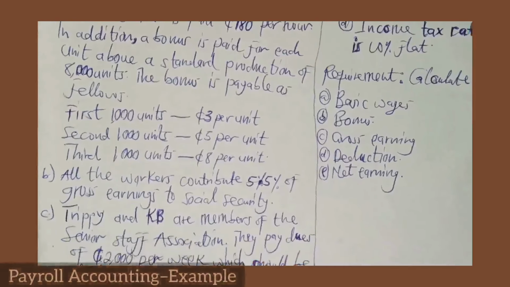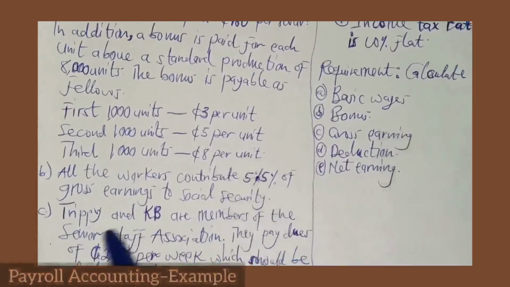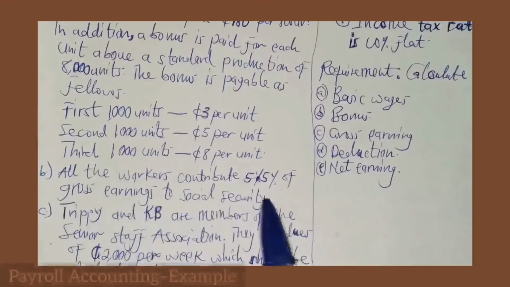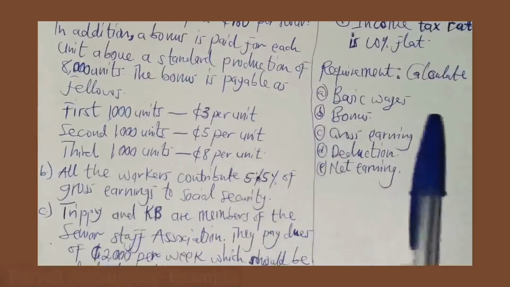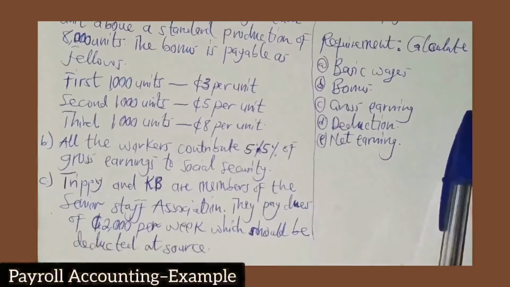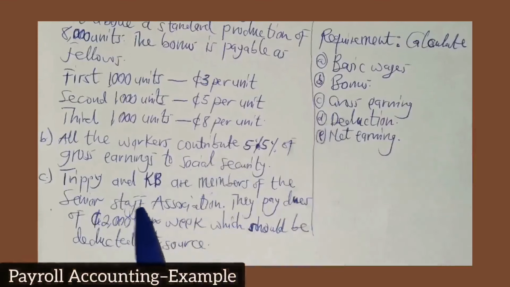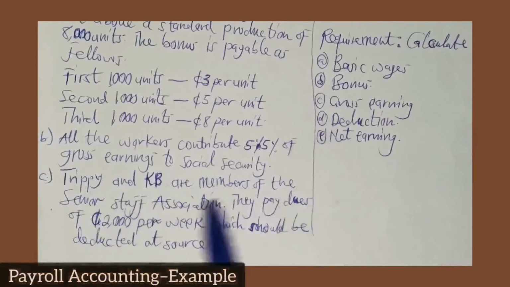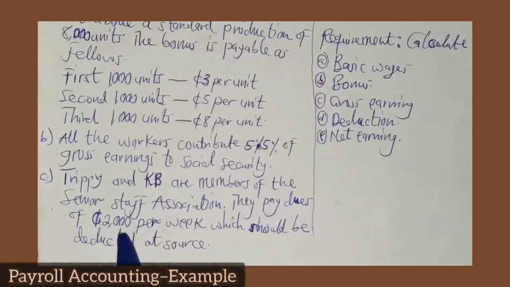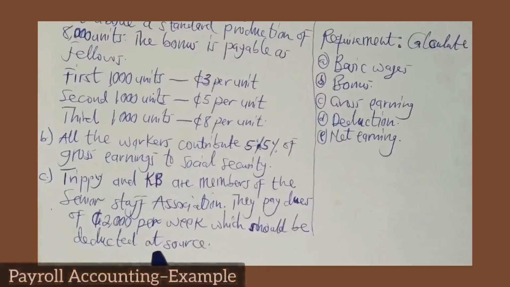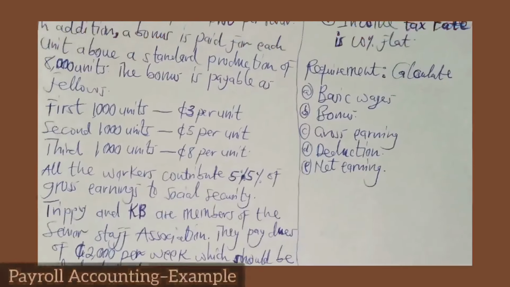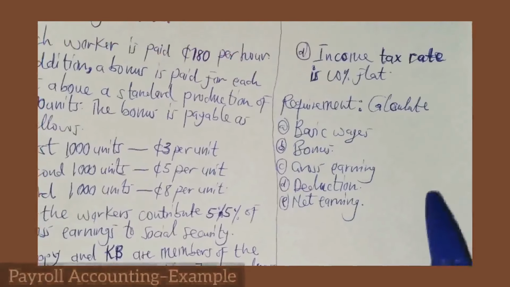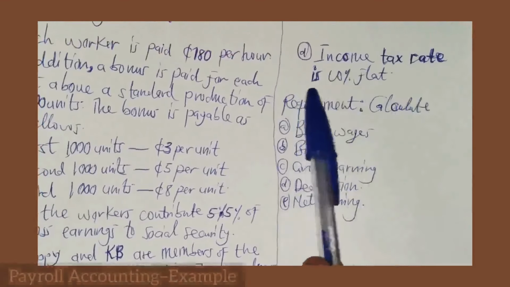Additional information B says all workers contribute 5.5% of gross earnings to social security. C. 3P and KB are members of Senior Staff Association. They pay dues of 2,000 Ghana cedis per week, which should be deducted at source. Then the last information, which is D, says income tax rate is 10% flat.